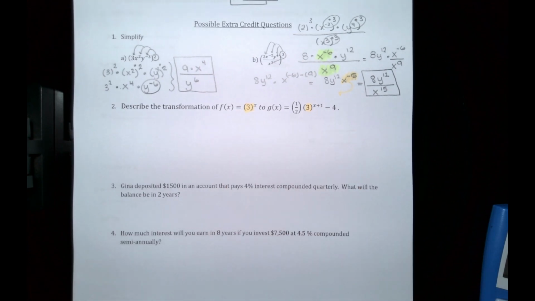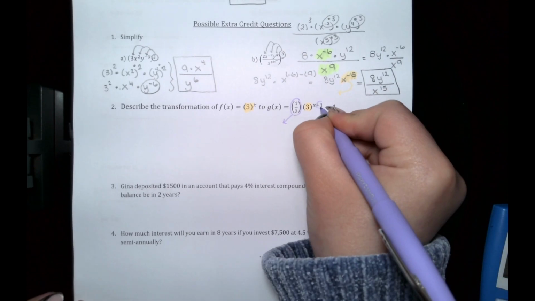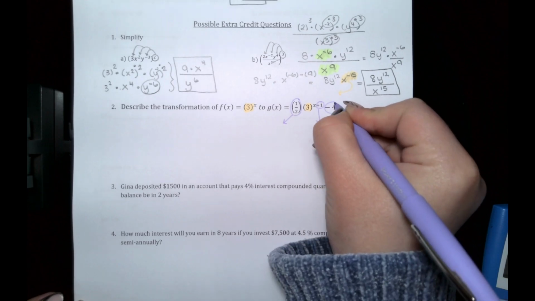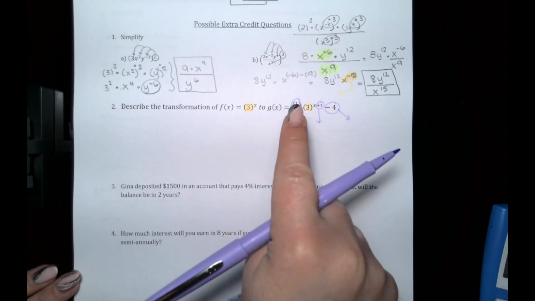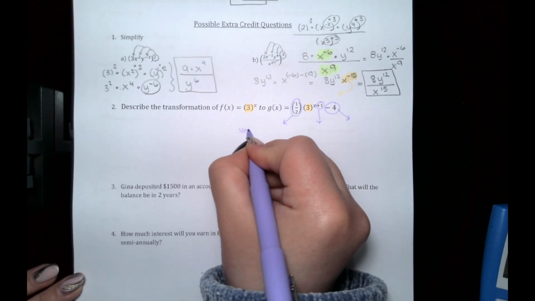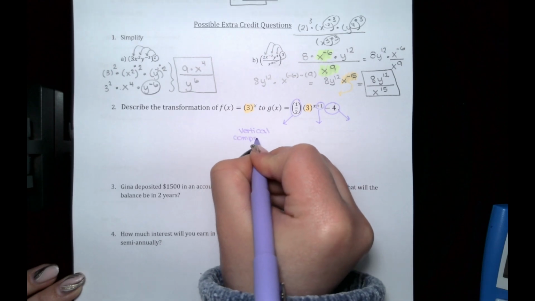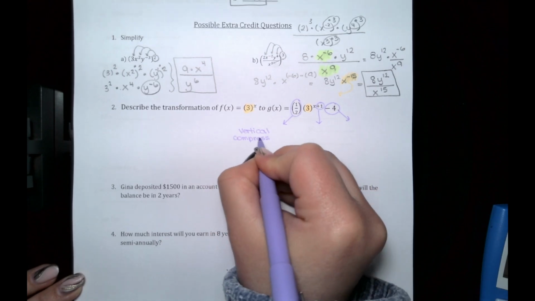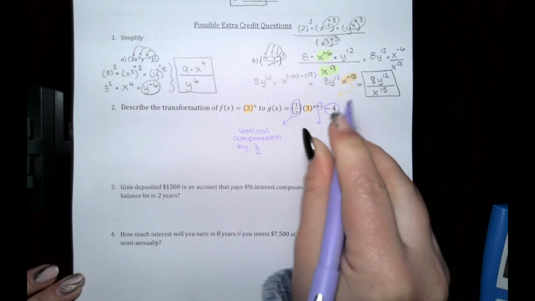What we are looking for is our transformations of our a value, our h value, and our k value. Sometimes we do have a negative in front. This is not one of those cases. Since we see a fraction, this is going to be a vertical compression. It's less than 1, but greater than 0. It's not negative. By 1/2. Skip that 3.